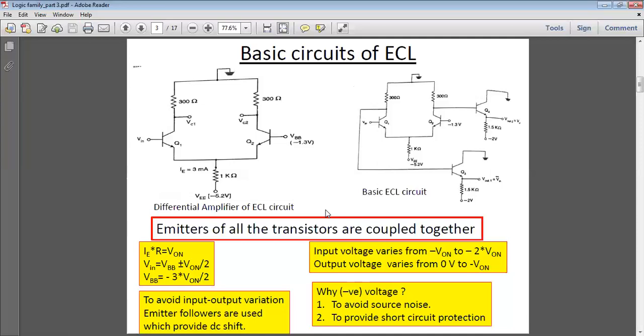To overcome this problem of input output voltage variation, emitter follower circuits are incorporated at the two outputs. DC1 is connected to an emitter follower, and DC2 to another emitter follower. So when the voltage at this Q2 collector is minus V1, the output from this will be minus 2 V1. When the voltage at that point is 0, we get minus V1. So it will vary from minus V1 to minus 2 V1.